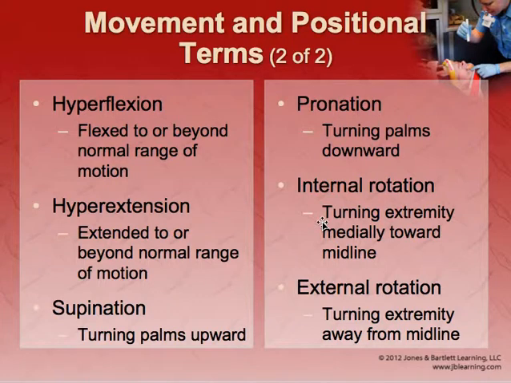Hyperflexion is whenever you flex something to or beyond the normal range of motion. And hyperextension, something we hear about when we listen to sports a lot, is when you extend something beyond the normal range of motion. Supination is turning the palms upward, and pronation turns the palms downward. Internal rotation is when you're turning an extremity towards the midline, and external rotation is when you're turning it away from the midline. So if you had an externally rotated foot, that could be a sign of a hip dislocation.